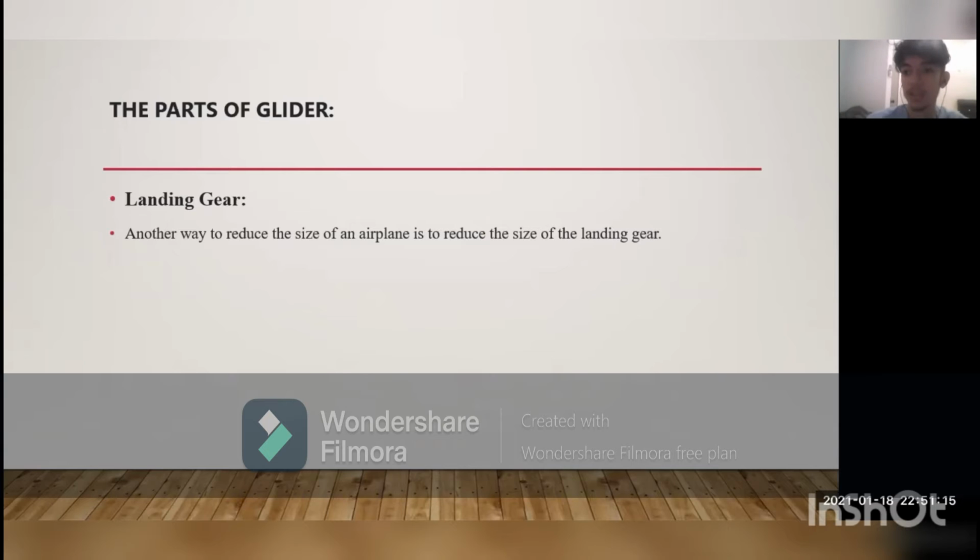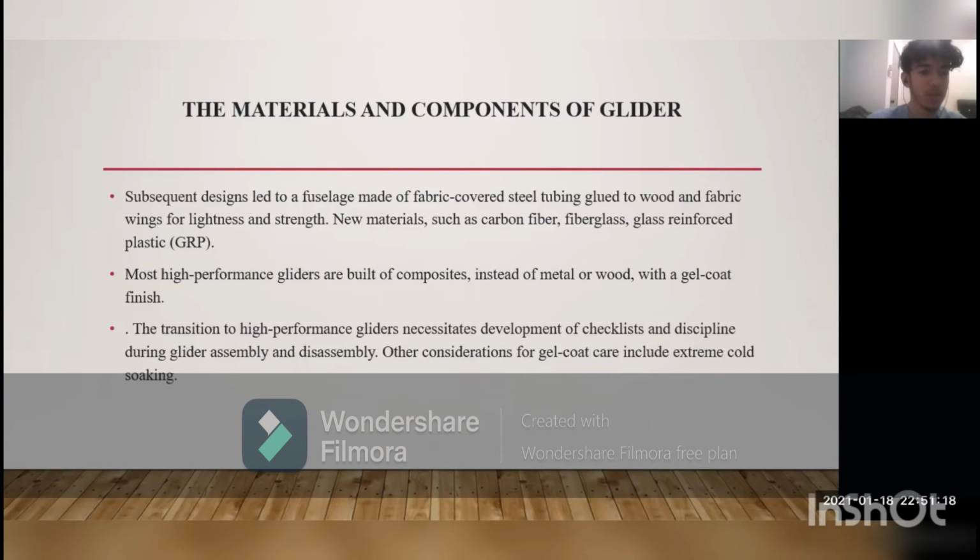Moving on to our last point in this presentation, which is the materials and components of a glider. Subsequent designs led to a fuselage made of fabric-covered steel tube glued to wood and fabric wings for lightness and strength. However, there are new materials such as carbon fiber and fiberglass, as we mentioned earlier, and also glass reinforced plastic, which is called GRP. And the most high performance gliders are built of composites instead of metal or wood with a gel coat finish.